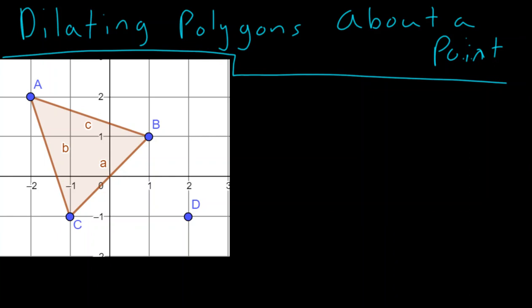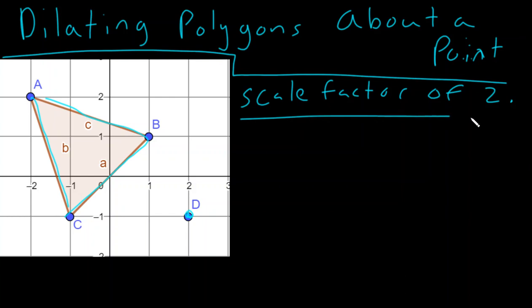Alright, and welcome to Dilating Polygons about a point. Now here's what we're going to do. We're going to dilate this triangle ABC, and we're going to dilate about the point D. Okay? And I'm going to give you all that. We're going to dilate this with a scale factor of 2. Now, what should you do in this case where you're dilating a polygon about a specific point?